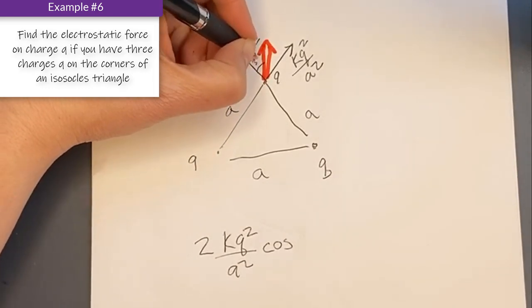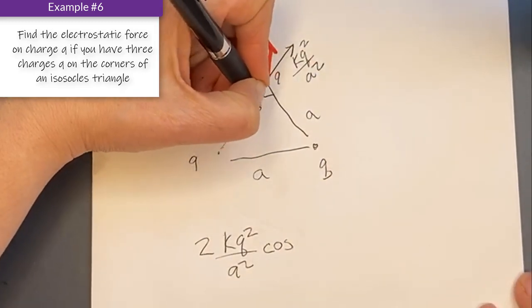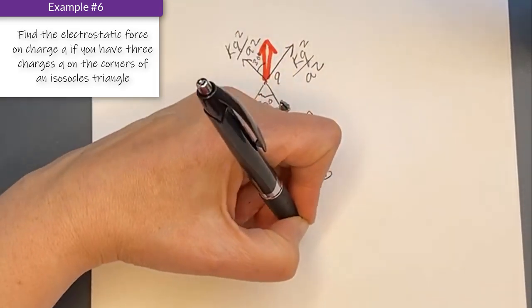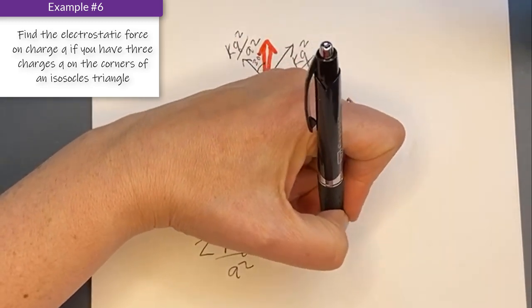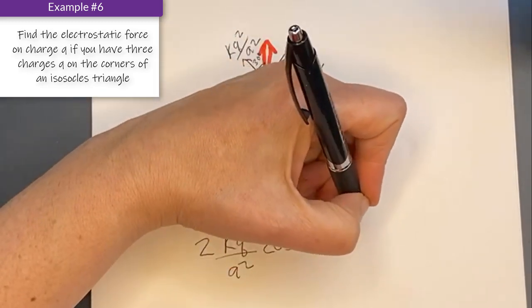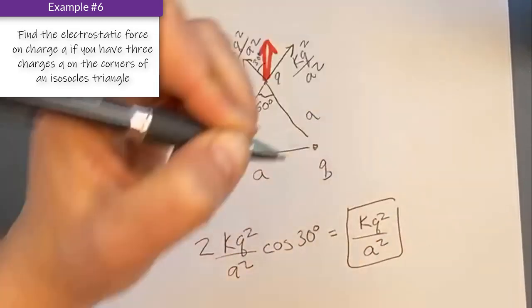This angle is 30 degrees. How do I know it's 30 degrees? Because this angle is 60 degrees, cosine 30 degrees. By the way, cosine 30 is 1/2, so this ends up being 1/2 times 2, it ends up being kq squared over a squared. The end. Remember, this only works if you have two vectors that are identical that you're adding. But sometimes you have three vectors, two of which are identical, and you can still use this trick to add the two identical ones first.